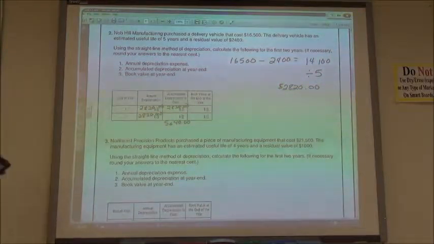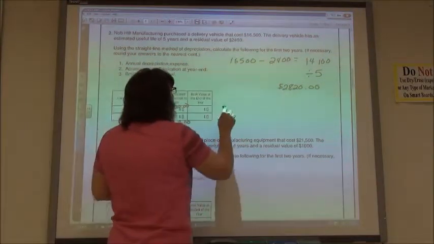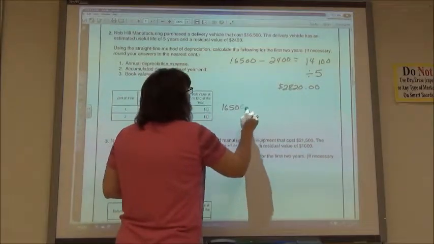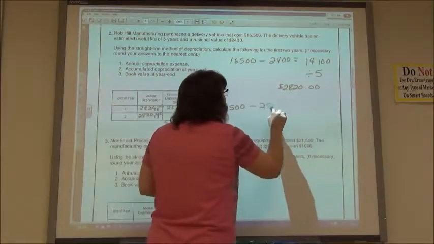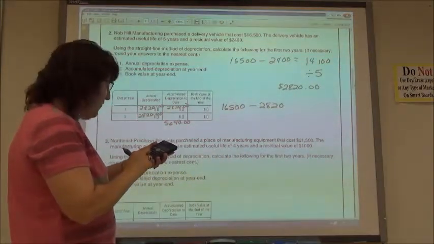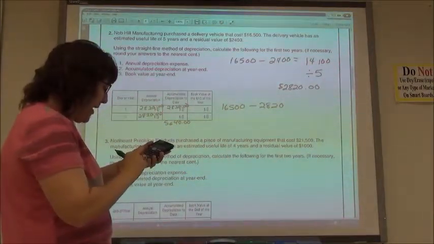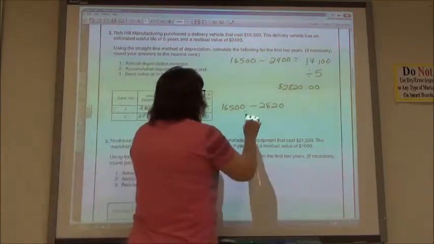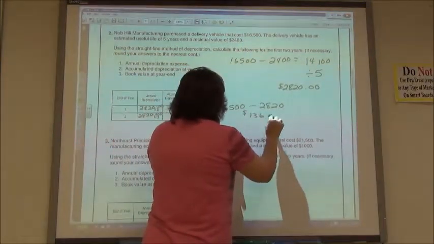The book value at the end of year 1. Original value $16,500. We take off the first year depreciation, $2,820. So $16,500 minus $2,820 gives me $13,680.